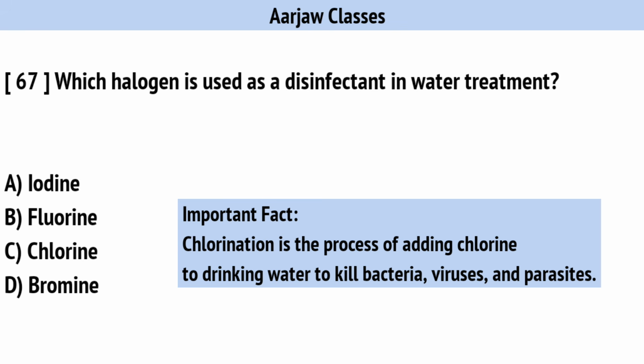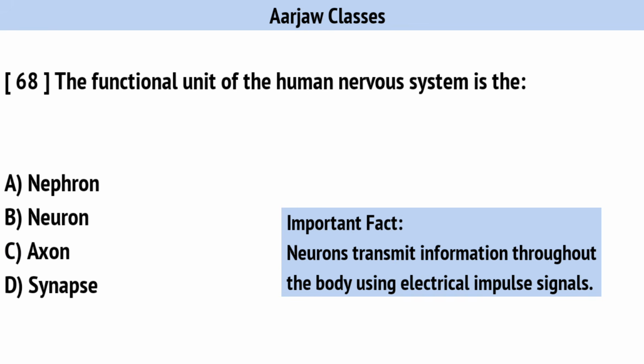Which halogen is used as a disinfectant in water treatment? Correct option is C. Chlorine. The functional unit of the human nervous system is the? Correct option is B. Neuron.